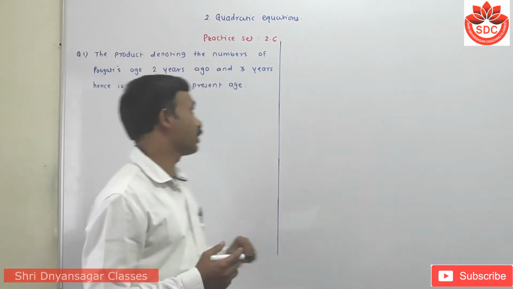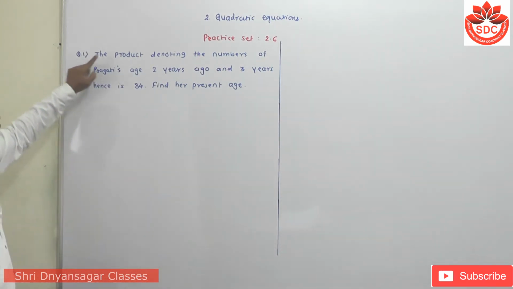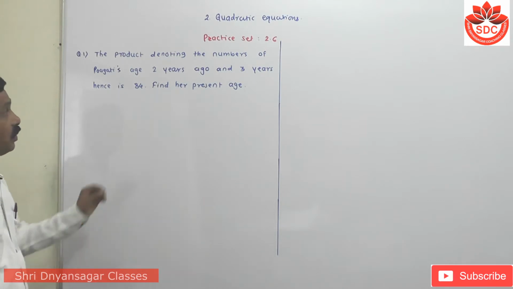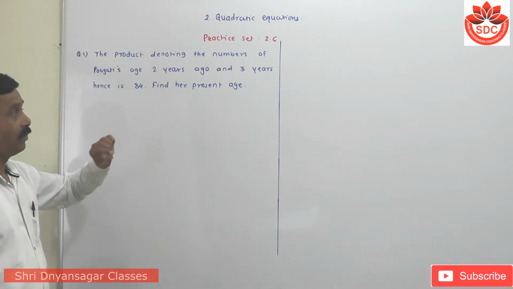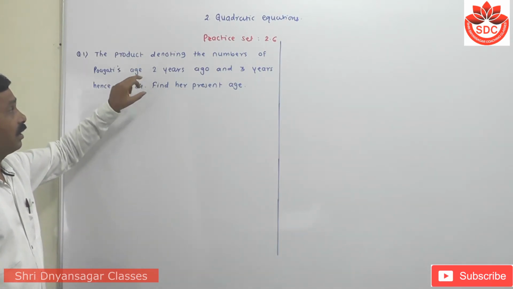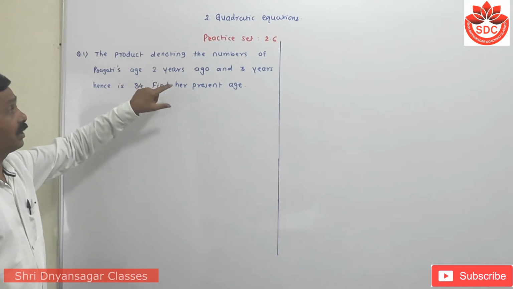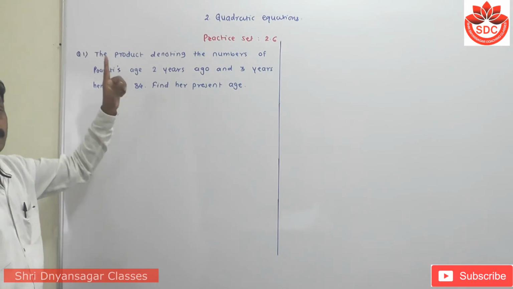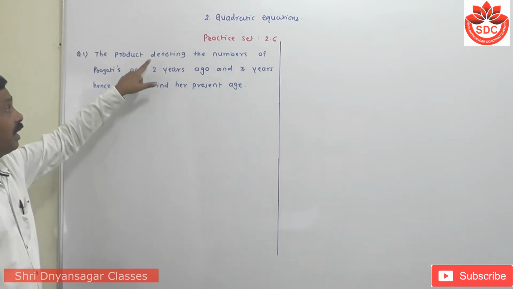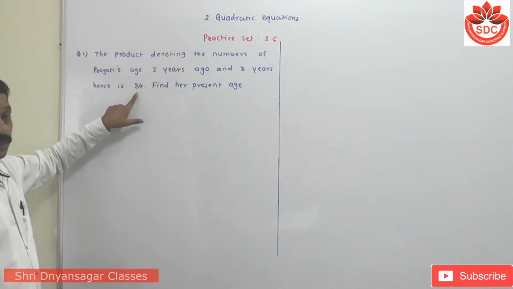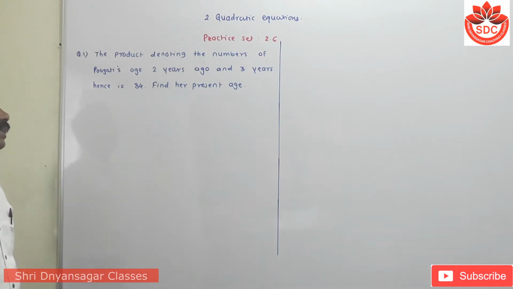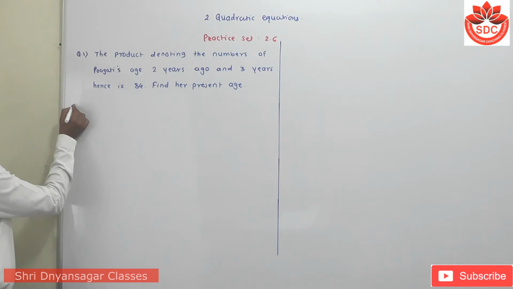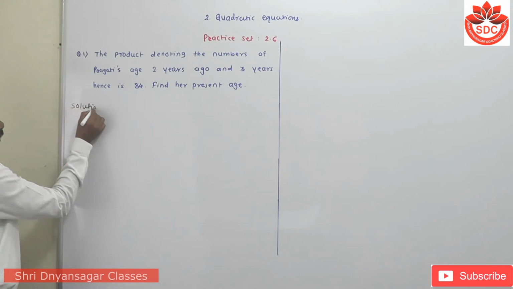Now the question is: the product of the numbers denoting Pragati's age 2 years ago and 3 years hence is 84. Find her present age. Now students, for this we take its solution.